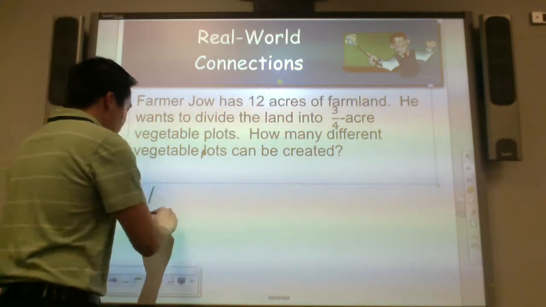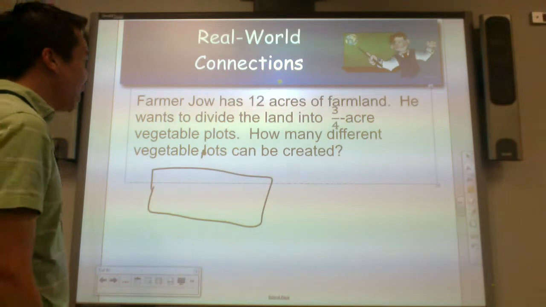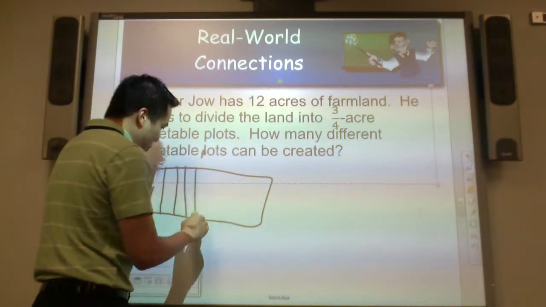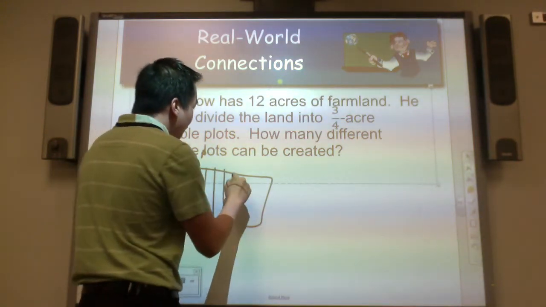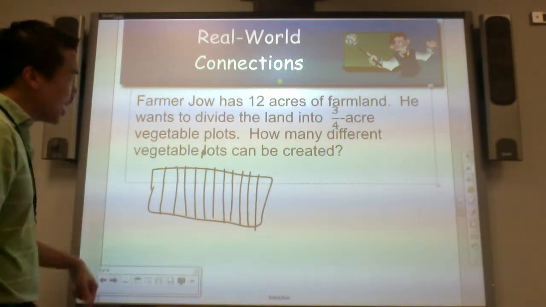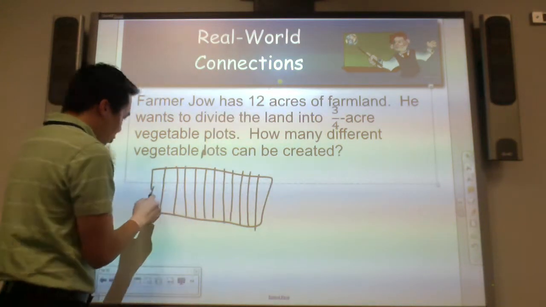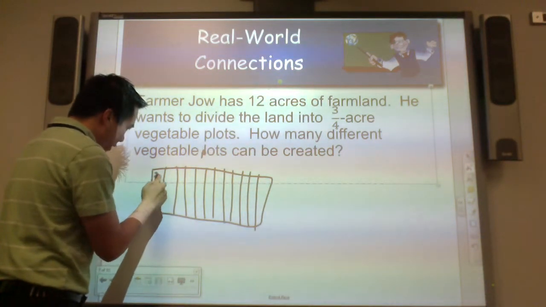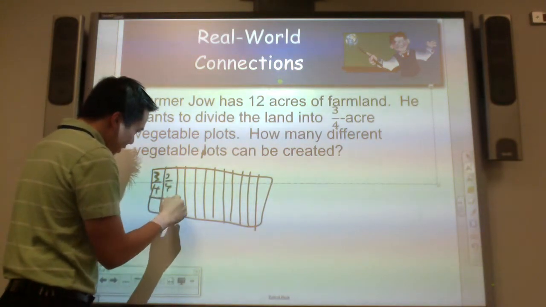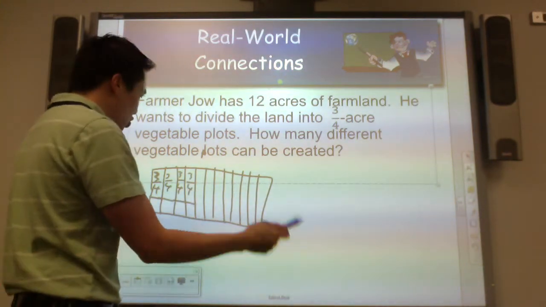So let's think. I have this huge land that is 12 acres. I want to divide it into 3/4. So here's 1 acre, 2 acres, 3 acres, 4 acres, 5 acres, 6 acres, 7 acres, 8 acres, 9 acres, 10 acres, 11 acres, and 12 acres. For each acre, I'm dividing it into 3/4. So this is 3/4 right here. This is 3/4 here, this is 3/4 here, and so on.